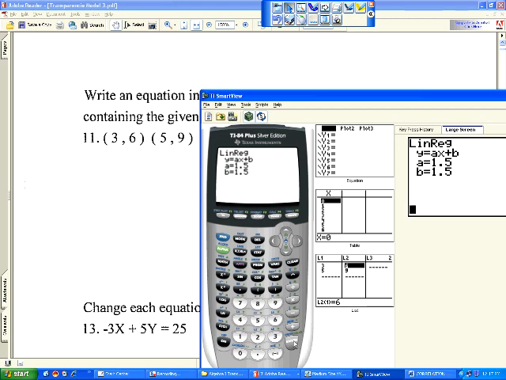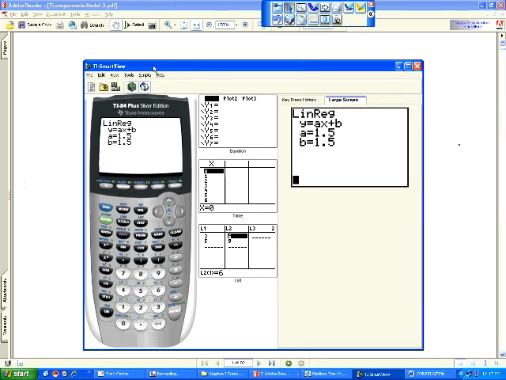We went to stat edit, and then we hit stat again. We arrowed to the right to calculate. You can change your slope to a fraction on your own if you want to. Any questions on that? All right, let's build a table. Did I go too fast? Everybody understand that? Stat edit, stat calculate, linear regression.